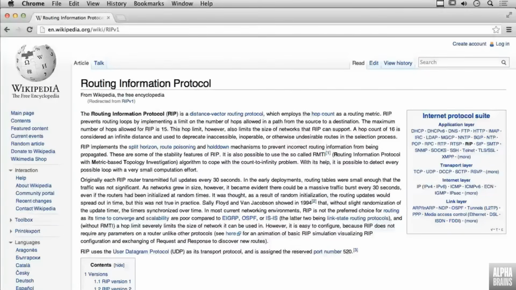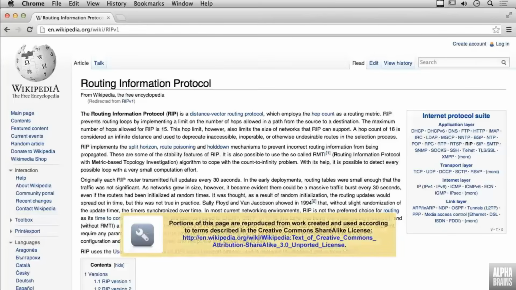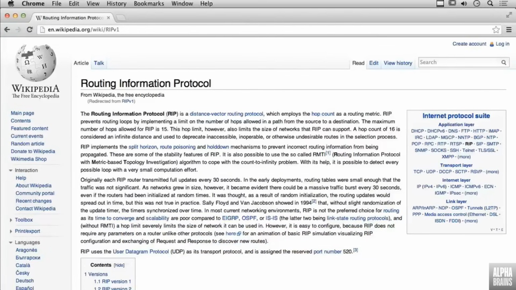In this lesson, we're going to be talking about another routing protocol. This one's called the Routing Information Protocol, or RIP. Now, RIP is a very old protocol, and as a result, it's not often used, particularly in larger organizations, although it works reasonably well for small networks that don't require a lot of administration.